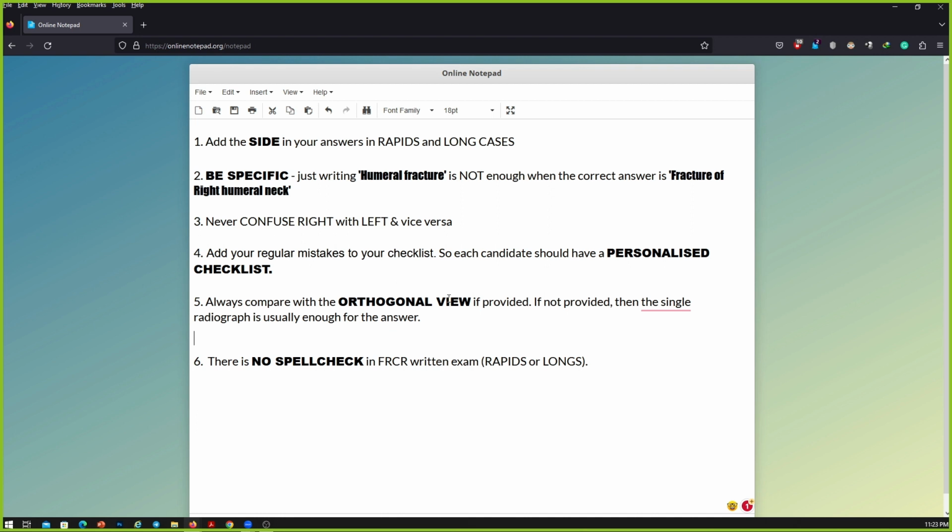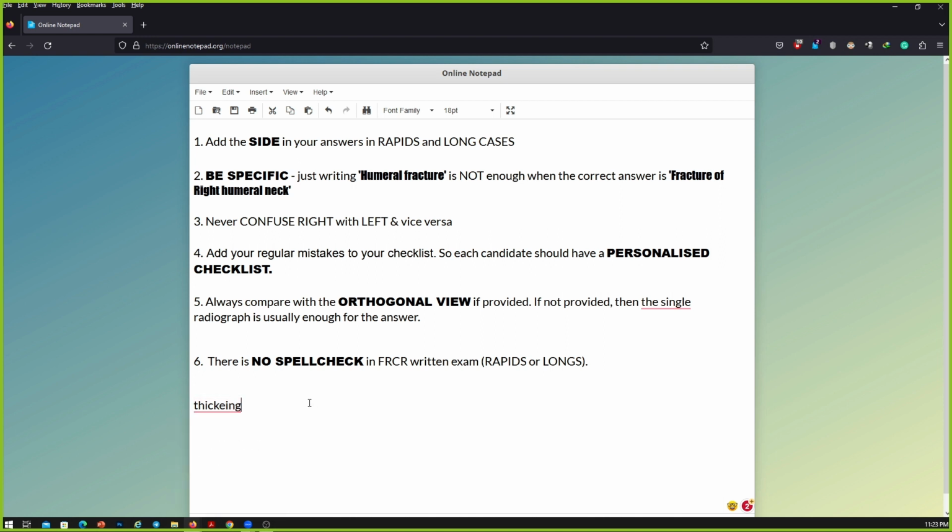The 6th point I've written is that there is no spell check in the FRCR exams. Like we have a spell check over here, where Grammarly is pointing out some mistake which is not there, but in the exam you will not have any spell check. If you have written something like this, this is something which I always make a spelling mistake with: the word thickening. In the exam it will not underline with a red line.